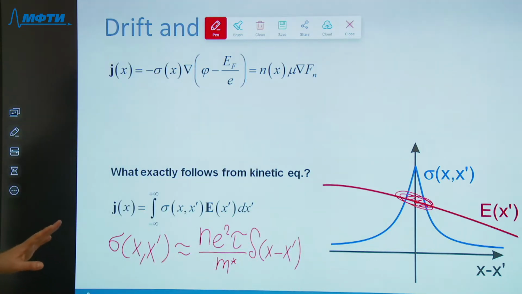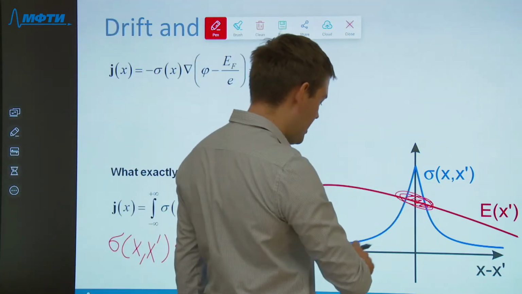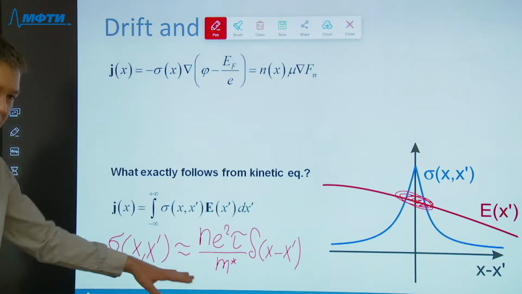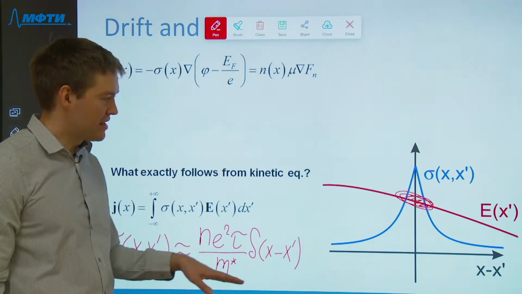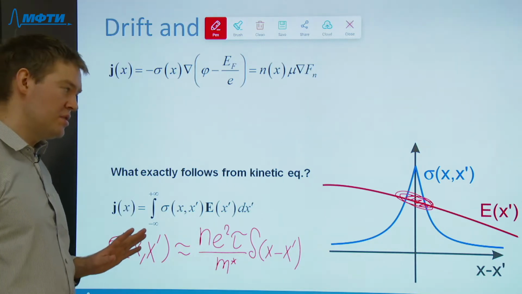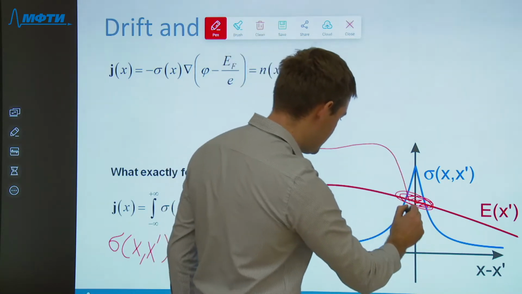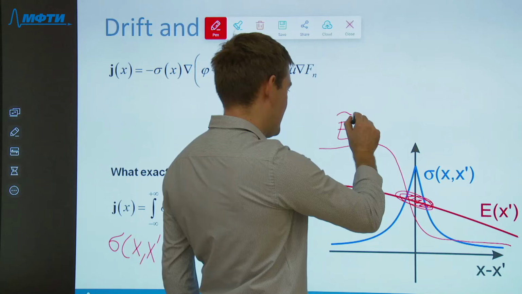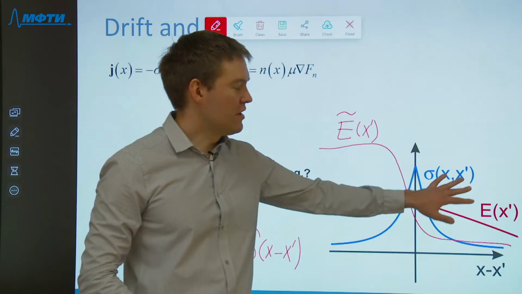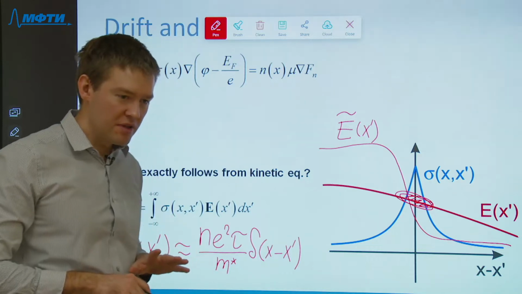In most situations, it can be approximated, so it looks like a strong peak, the area under which is equal to the Drude conductivity. Therefore, the approximation of this conductivity kernel by a delta function is a good approximation in most situations when the electric field is smooth. Of course, if the electric field is non-smooth, then it doesn't work, and you should take the so-called non-locality, the spreading type of conductivity kernel, to be important.